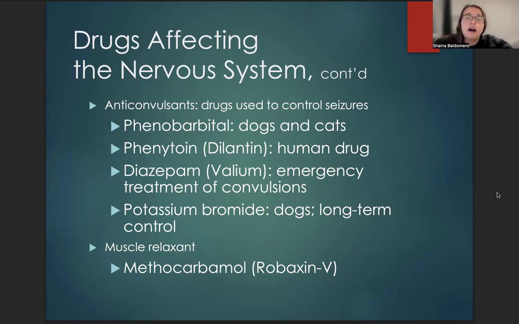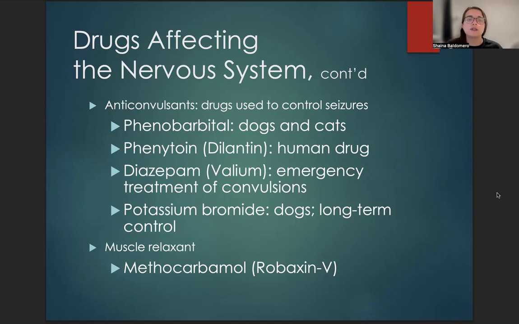Diazepam, also known as Valium. This is great. It is an emergency treatment of convulsion. So if you have a pet that's coming in that's actively convulsing, if I give an injection of diazepam, they're going to stop seizing within 20 seconds. It's a very fast, effective treatment for seizures.